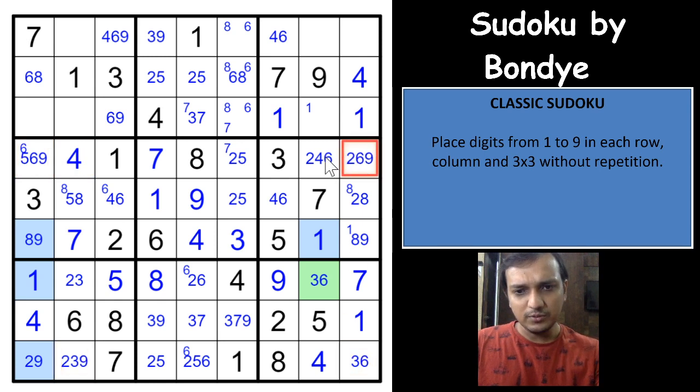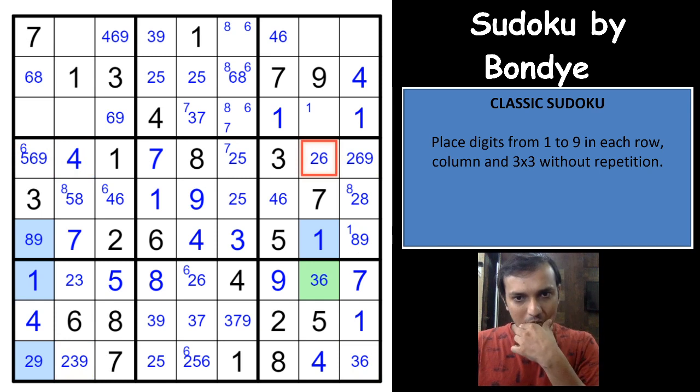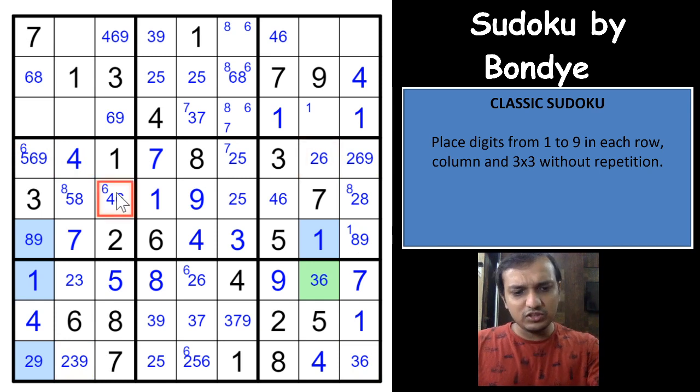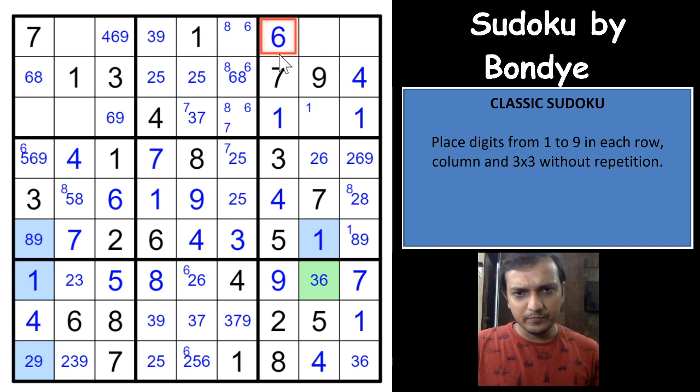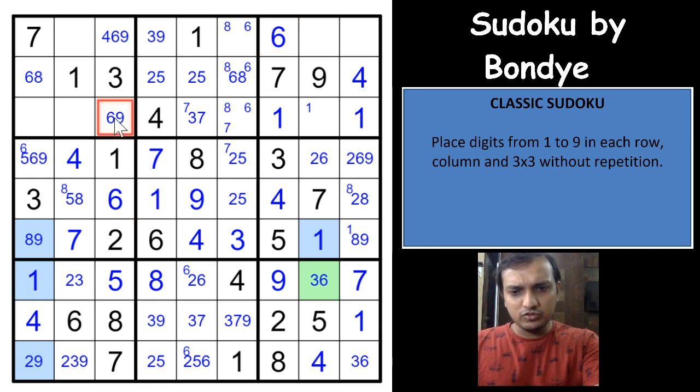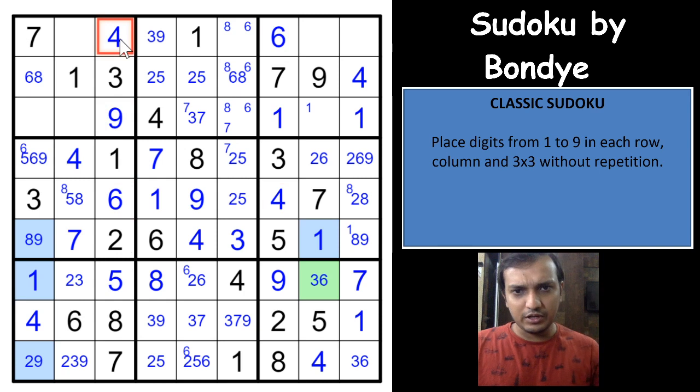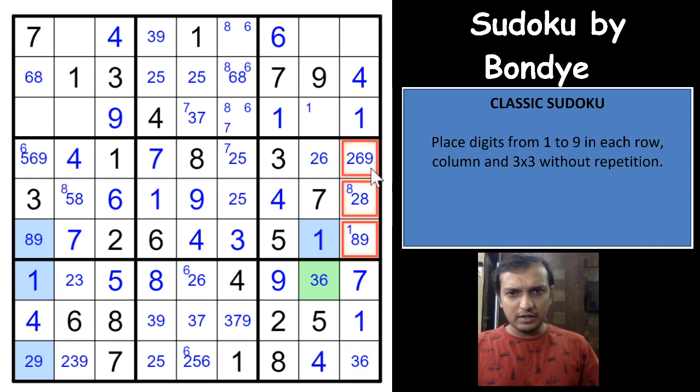Okay, that was easy. And this 4 gives you a 6 here, that gives you a 4 here, this 4 gives you a 6 here, and that gives you a 9 here, 6 9, that gives you a 4 here. That's nice. This 9, 2 3 9, okay, 3 6, still the Sudoku is going anywhere.